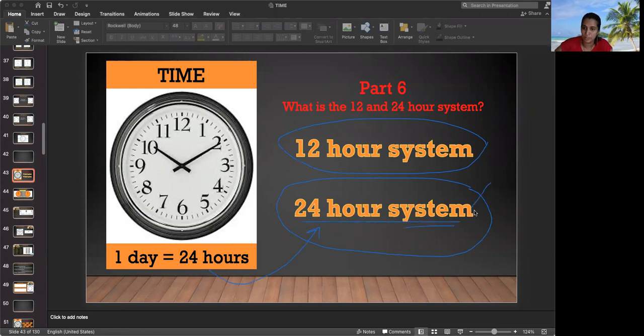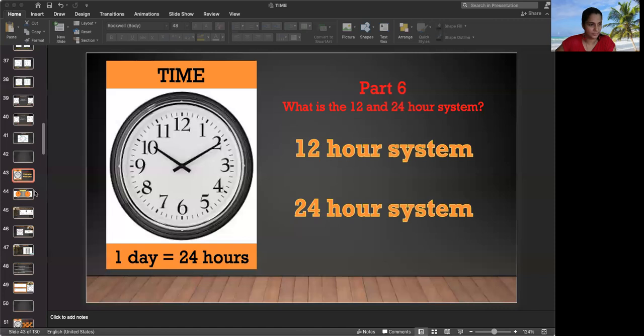Yes, you are right. You would see this system being used mainly at places like airports, train stations, or even bus schedules. The 12-hour system is probably more of what we see on a clock face like this at home. So let's first go to the 12-hour system and explore what it is.